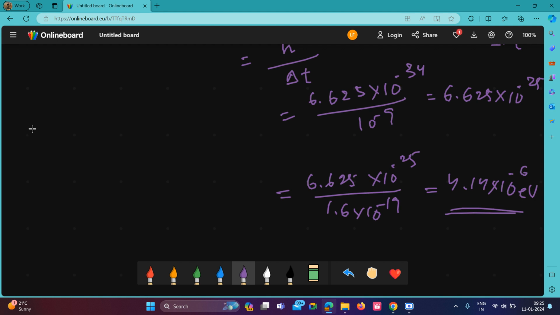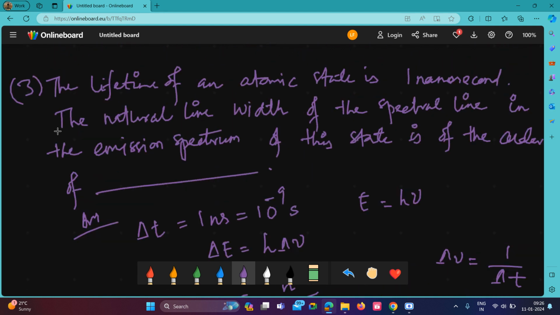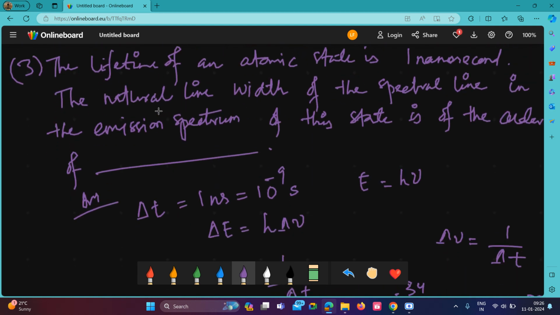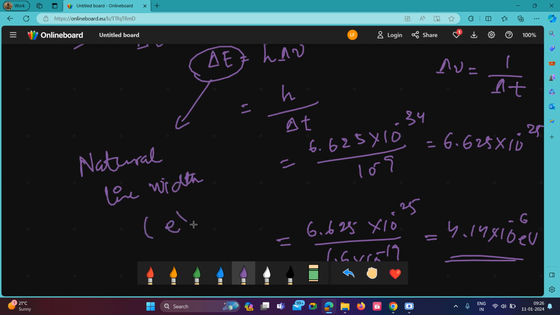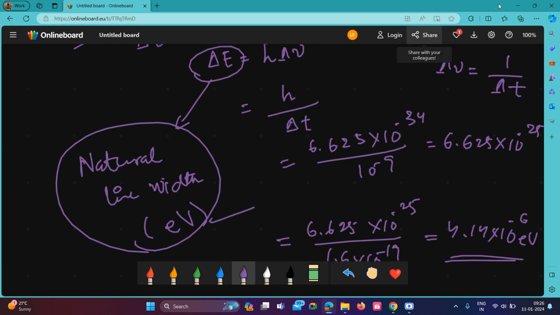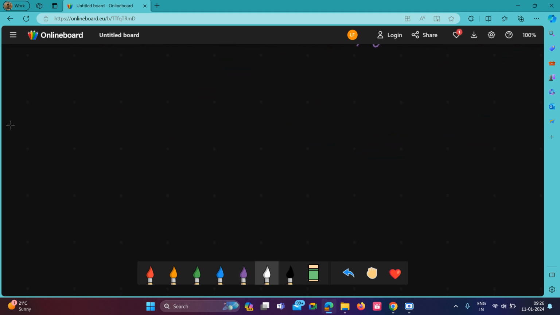So the line width is what exactly? Simply the energy. The natural line width of the spectral line means simply the energy value, which will be written in terms of electron volt. That is the next question, question number 4.